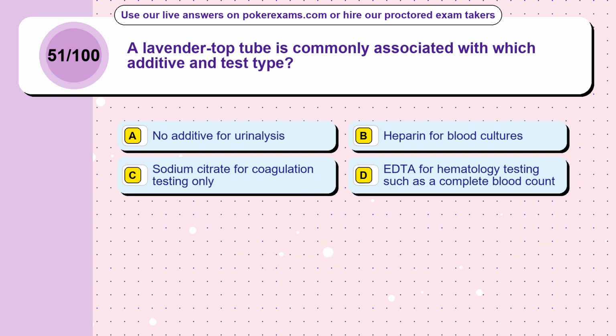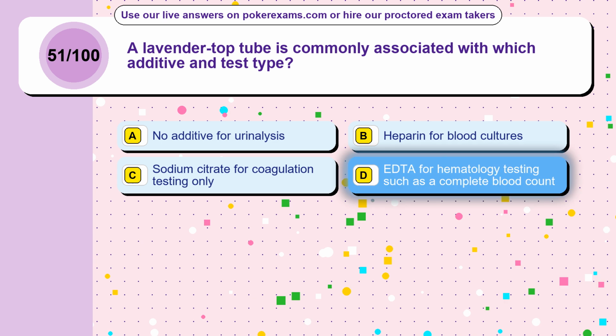Question 51. A lavender top tube is commonly associated with which additive and test type? Option A. No additive for urinalysis. Option B. Heparin for blood cultures. Option C. Sodium citrate for coagulation testing only. Option D. EDTA for hematology testing such as a complete blood count.